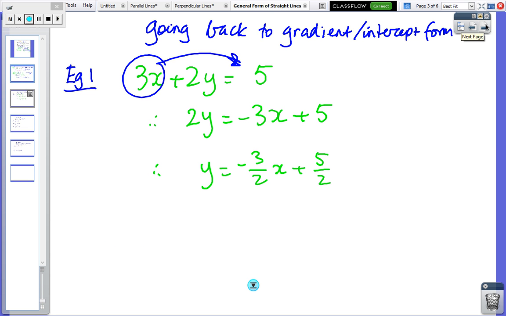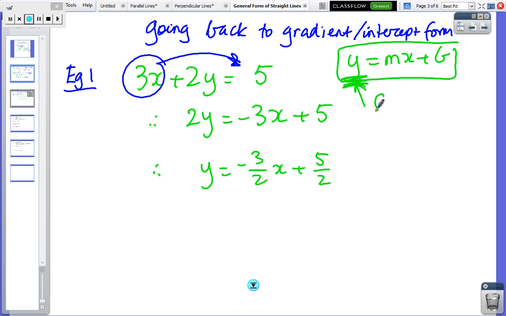If we want to go backwards, from general form back to gradient intercept form, we need y equals mx plus b as our final answer. That means y must be first and has to have just one y. In this example, I've got 3x plus 2y equals 5. y is positive, so don't move it. Move the 3x across the other side, so it becomes minus 3x. 5 hasn't moved, so it's still 5. Then to get rid of the 2, we divide everything by 2. So minus 3 turns into minus 3 on 2, and 5 turns into 5 on 2. That would be the equivalent answer.